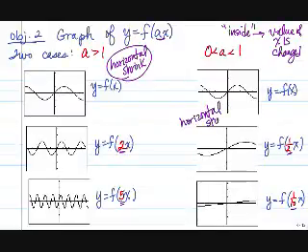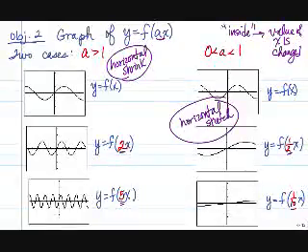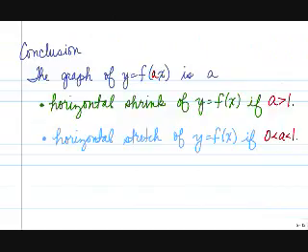Okay, so can you see the difference between horizontal and vertical stretch? If the value of a is on the outside of the function, we're affecting the y values, and that's stretching it in a vertical direction or shrinking it vertically. If the value of a is on the inside of the function, then we're doing that in a horizontal direction. So kind of think about the accordion. So here's the conclusion. The graph of y is equal to f of a times x.